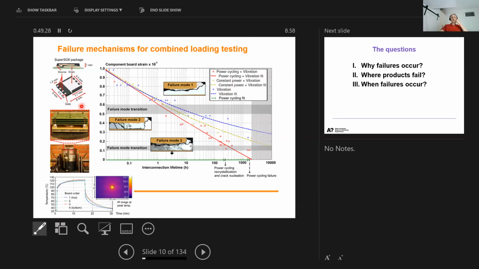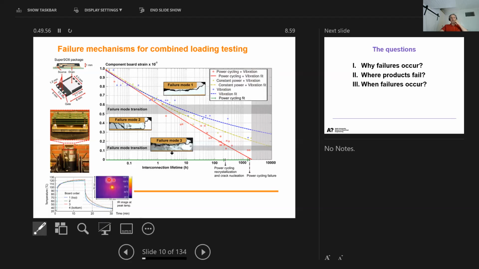And here, what we have is vibration together with thermal power cycling. So basically, here you see one power cycle. What we do is we put the power on, which means that this component heats up. So this is the heating curve, and after 15 minutes, it has reached the maximum temperature.